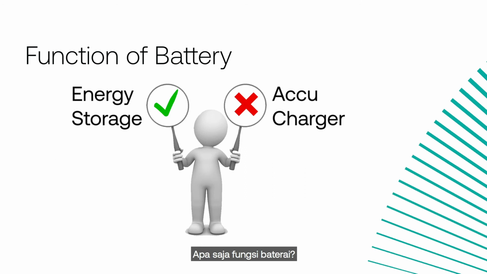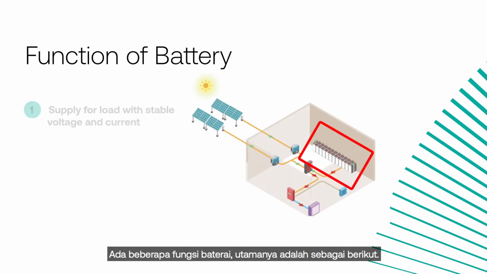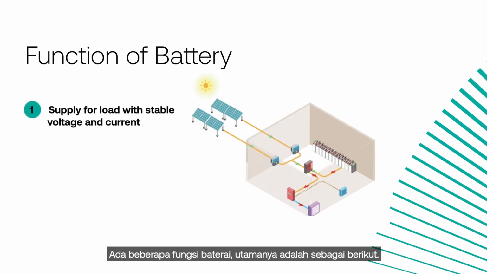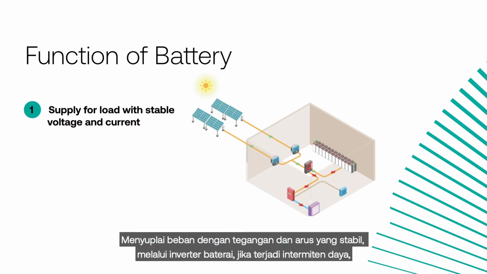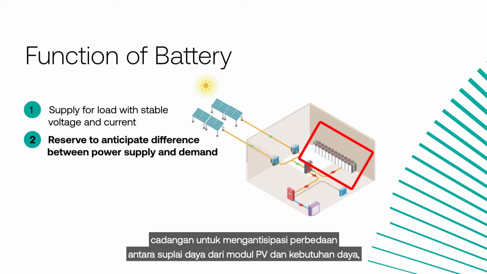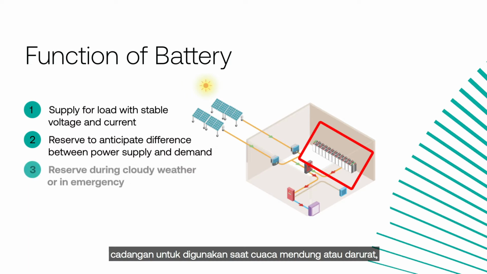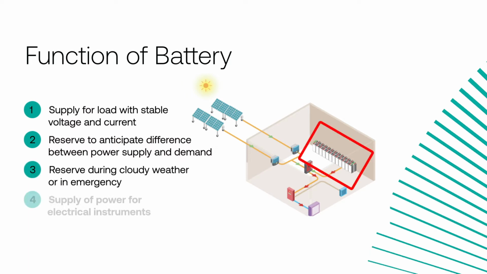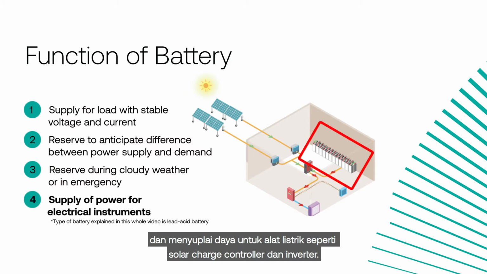What are the functions of battery? There are several functions of battery. The main are as follows. Apply for load with stable voltage and current through battery inverter in case of power intermittent happening. Reserve to anticipate difference between supply of power from PV module and power demand. Reserve to be used during cloudy weather or in emergency. And supply of power for electrical instruments such as solar charge controller and inverter.